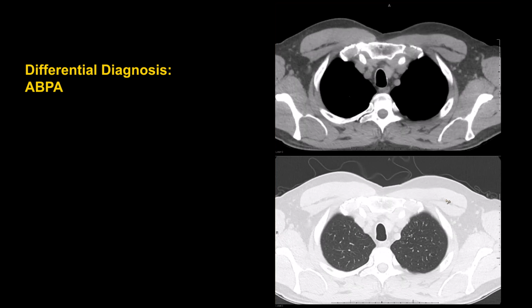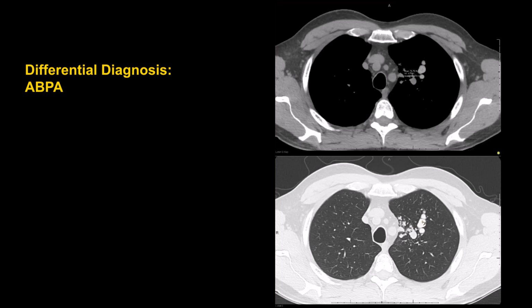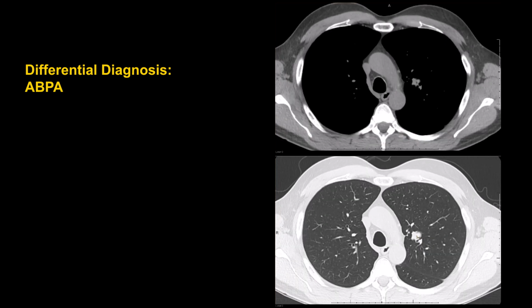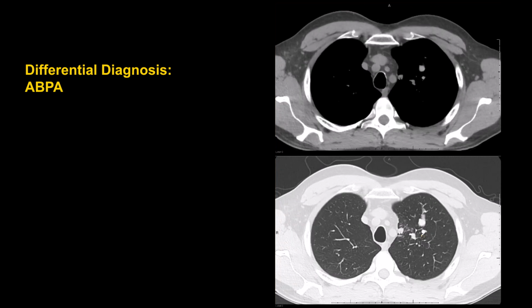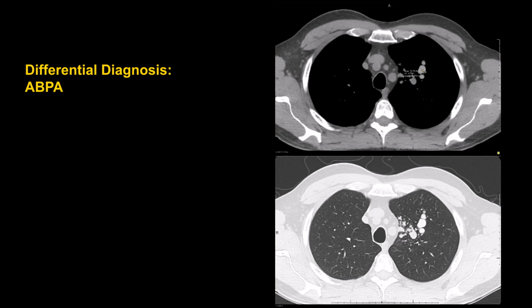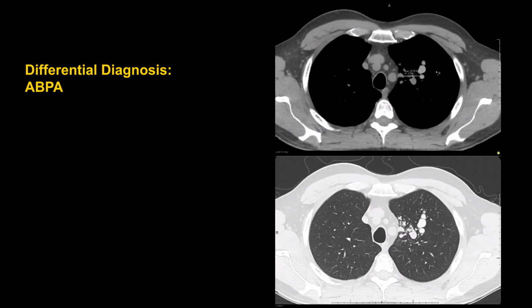Here's another patient with bronchiectasis, and as we scroll down, you can see that there is bronchiectasis with these thick tubular opacities in the left upper lobe. And when you go to the soft tissue windows, some of these tubular opacities are high in attenuation. This is what's called high attenuation mucus plugging. So the diagnosis here is ABPA, or allergic bronchopulmonary aspergillosis.